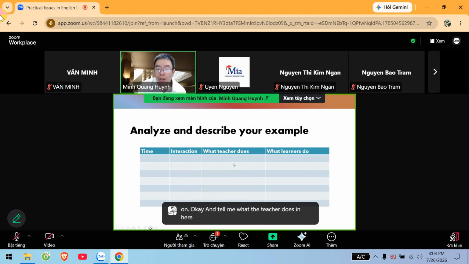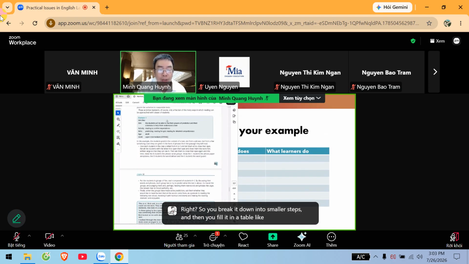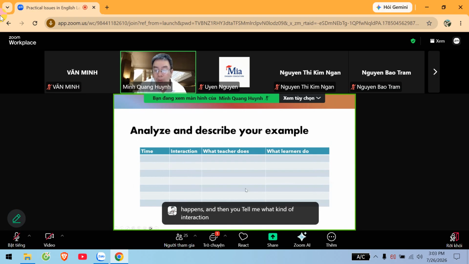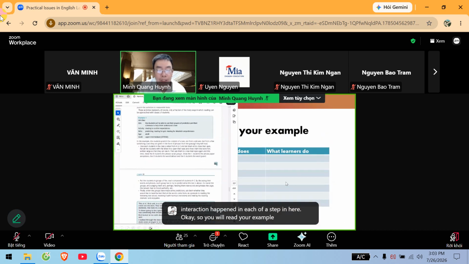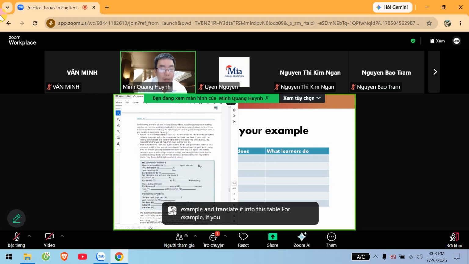So for example, the teacher gives each student a letter from A to E. Okay, so what do the learners do? The students receive the letter, right? The teacher asks the students to close their eyes, the learners close their eyes, and so on, right? So you break it down into smaller steps, and then you fill it in a table like this, okay? And give it the right amount of time you think it takes, and then you tell me what kind of interaction happened in each step in here, okay? So you will read your example and translate it into this table. For example, if you look at example 2, okay, same here, right?